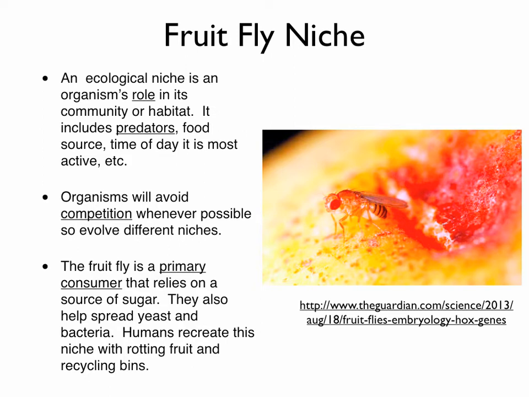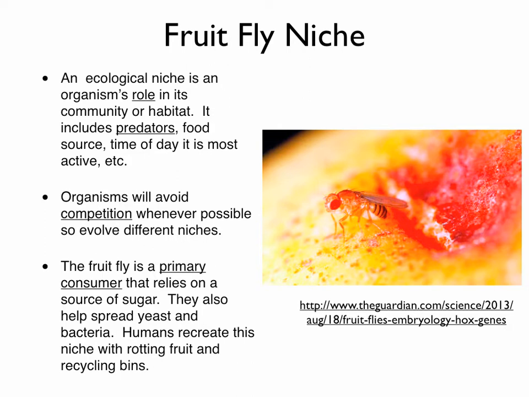So the fruit fly is a primary consumer. We said that before. It relies on a source of sugar, usually fruit, or vegetables, which also have sugars in them. They also help spread yeast and bacteria. So they do some pollinating, so to speak, except instead of spreading pollen, they are spreading bacteria and yeast. And humans recreate this niche with rotting fruit in their kitchens and recycling bins that have excess soda in them, hanging around for weeks, and it's a perfect environment for fruit flies to breed in.